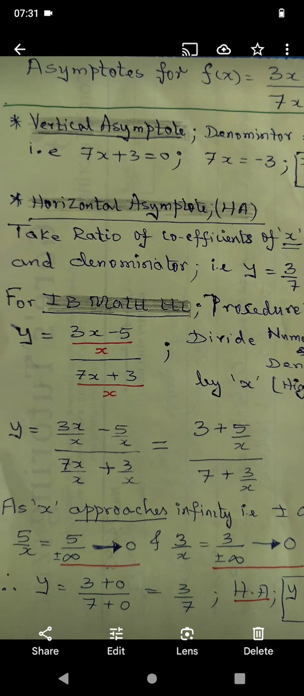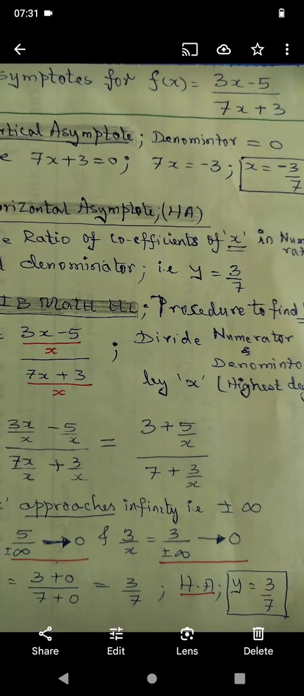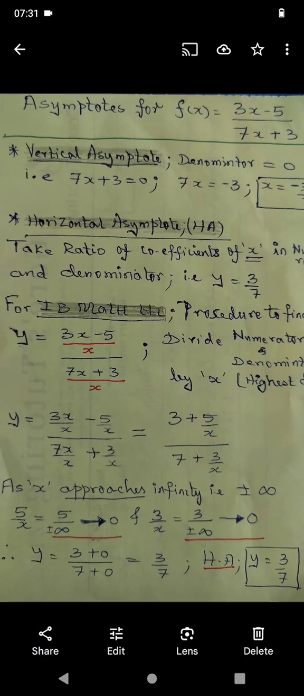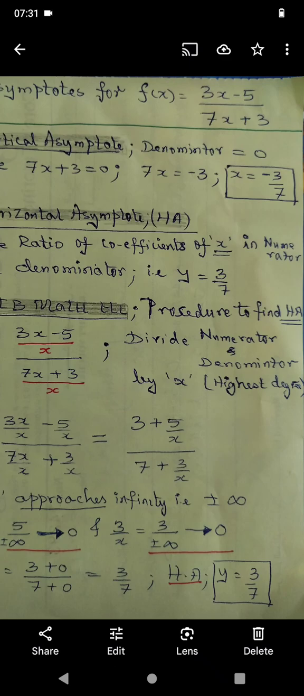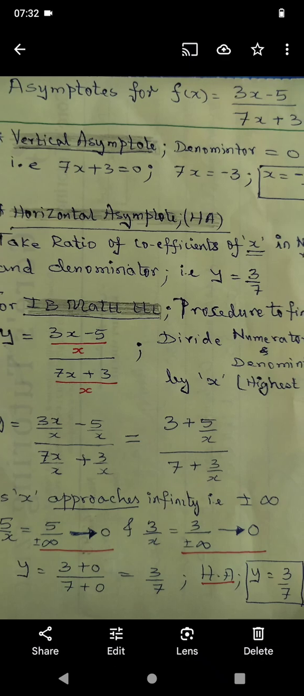So what you can do is take the ratio of the coefficients of x. In f of x, 3x minus 5 over 7x plus 3, the highest degree of x in numerator and denominator is 1, because x means x to the power 1. The coefficient of x in the numerator is 3, so 3x. Similarly, in the denominator the coefficient of x is 7. Take their ratio, and generally a horizontal asymptote is nothing but y is equal to something, isn't it? So it's y is equal to 3 over 7.